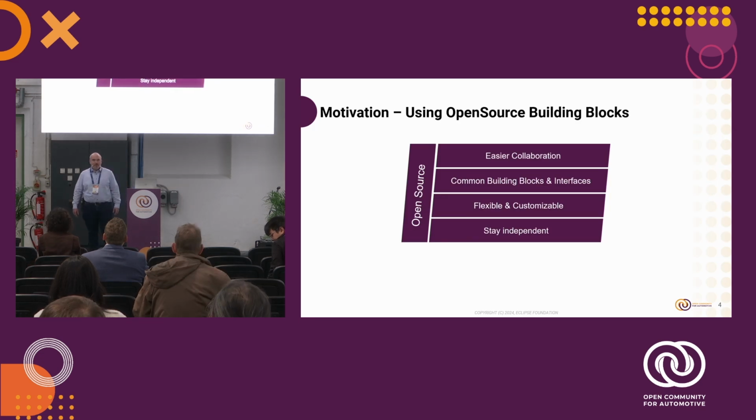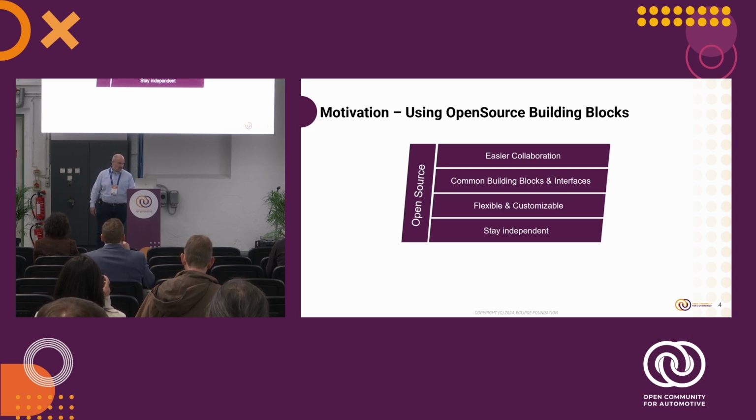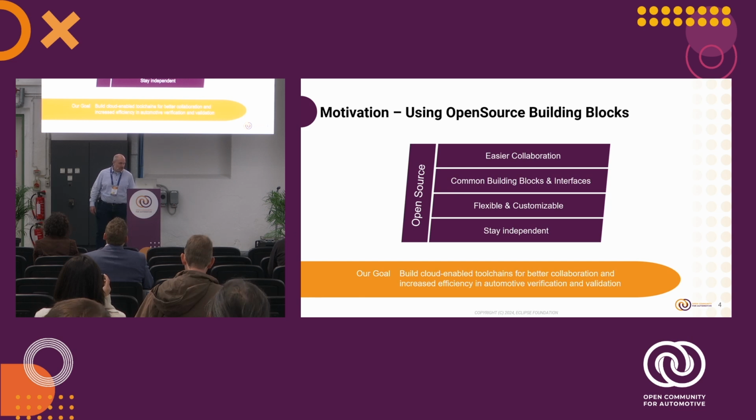So first, open source enables us to develop software more efficiently, to collaborate easier because we, of course, can share ideas, share requirements, work on issues together, keep our software flexible and customizable, and then stay independent from vendors and also flexible to change the software to the needs of our customers. Our overarching goal here is to create cloud-enabled toolchains for a better collaboration and increased efficiency on automotive testing.